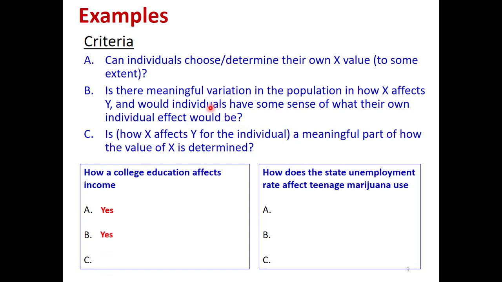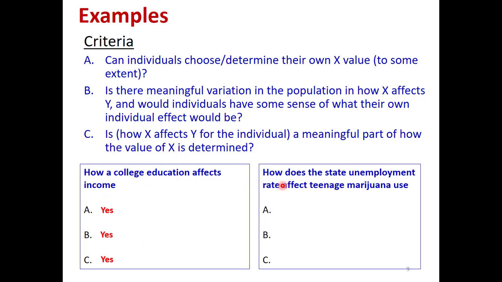Some people think, hey, if I go to college, I think I have the capacity to be a good lawyer or a good doctor. There's going to be a nice financial reward for me. Other people may not have such aspirations, may not think that there would be as much of an effect of college education on income for them. Okay, and then third is how a college education affects their income for the individual. Is that a meaningful part of how the value of X is determined or chosen? So is it a meaningful part of why they choose to go to college or not? And here again, I think it would be yes. Okay, so with how college education affects income, there's probably going to be this self-selection bias.